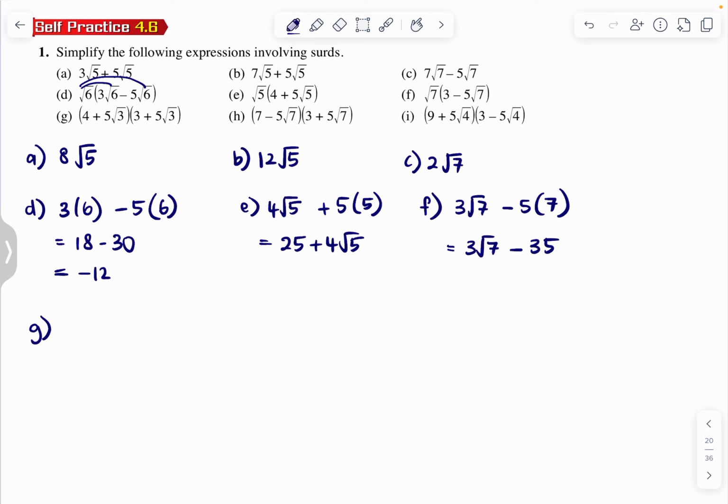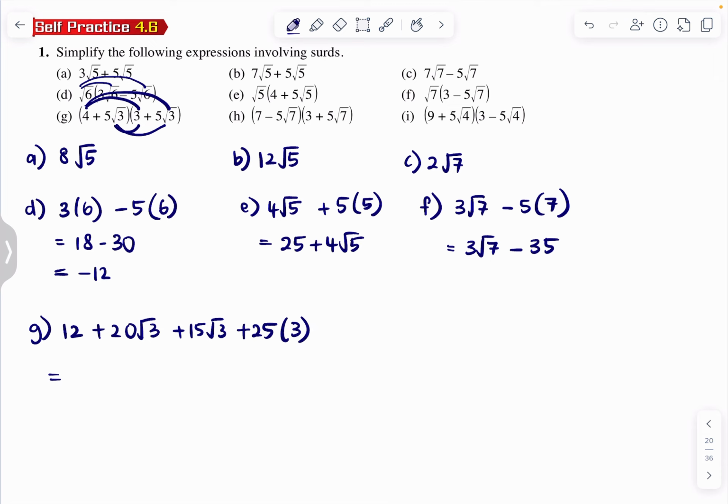G. Oh, here we have to do a total expansion. Right, so let's expand the 4 first. So 4 times 3 is 12. 4 times 5 surd 3 will be 20 surd 3. We just have to times the number 4 with 5. Then this one. So 5 surd 3 times 3 will be 15 surd 3. And then 5 surd 3 times 5 surd 3. 5 times 5 is 25. Surd 3 times surd 3 is just 3.